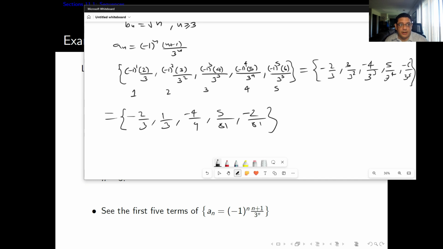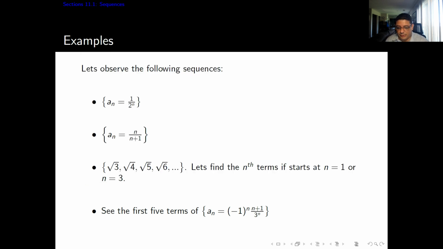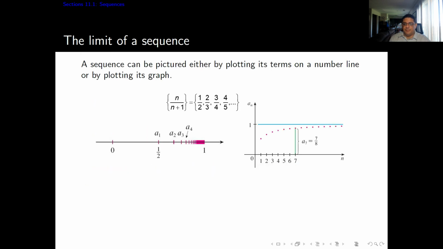Okay, but those are some good examples of sequences. Now, in general, when we have a sequence, the sequence can be pictured by plotting the points in a graph, and you're going to see a discrete pattern.